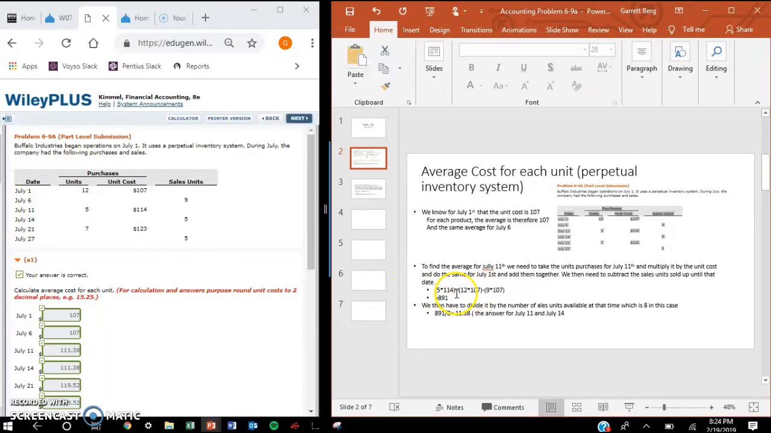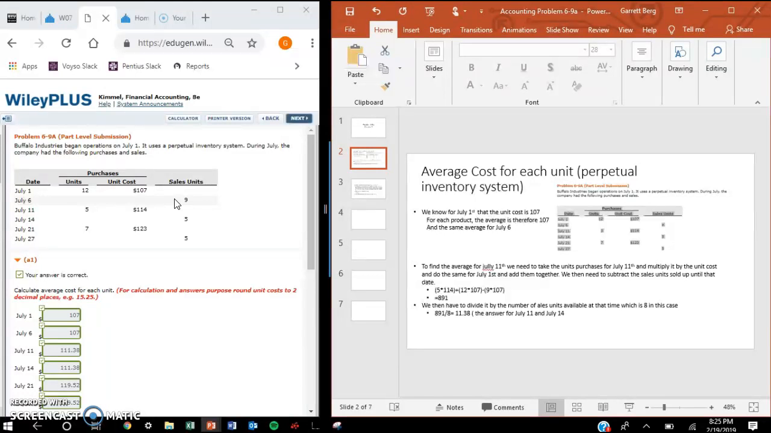To get the average and find what we're looking for, we need to get rid of the inventory that we've sold, which would be the 9, and multiply it by that same amount of 107, as you can see right here. The total of that is 891. Then, to find the average, we have to divide by the amount of inventory we have left.